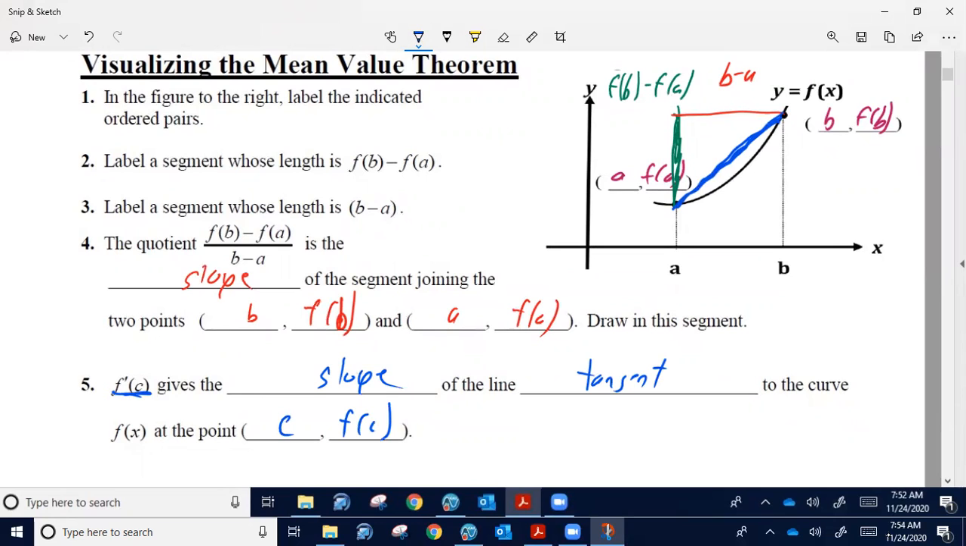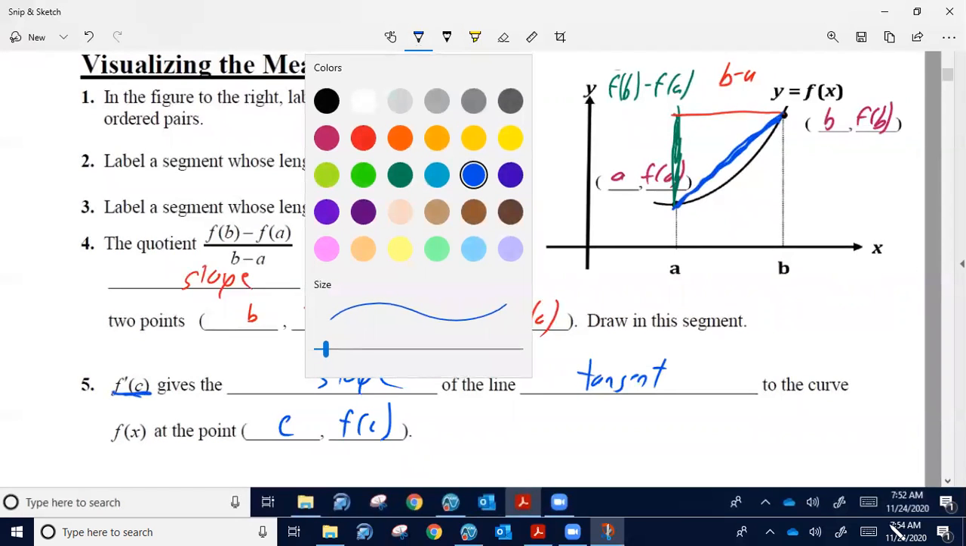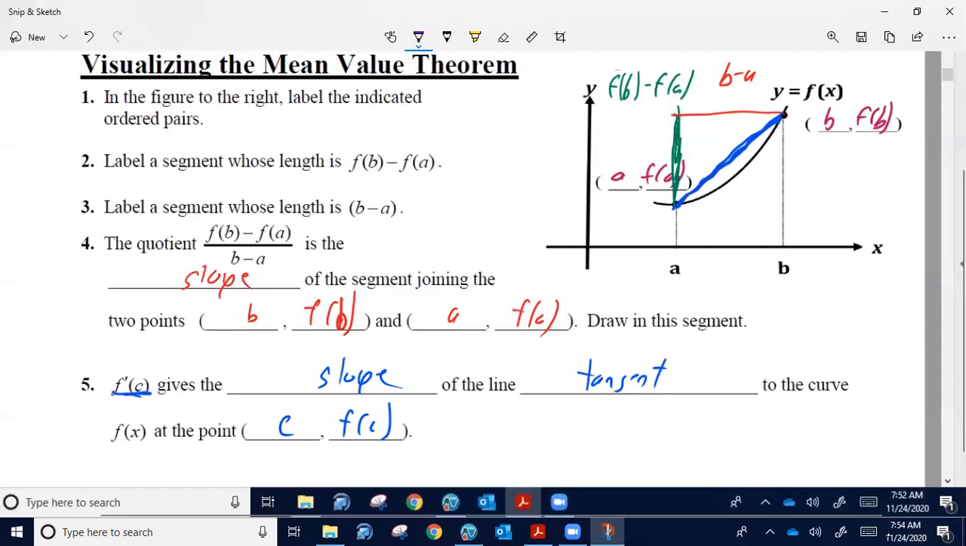Then we have a part 6 on the graph above. Locate the C value that is guaranteed by the mean value theorem and draw a line tangent to the curve at x equals C. So what that means is there has to be somewhere between A and B a tangent line slope that's identical to this blue slope I drew connecting the two points. So maybe it's right in here. If I draw that in, that's close. We can say that is C.